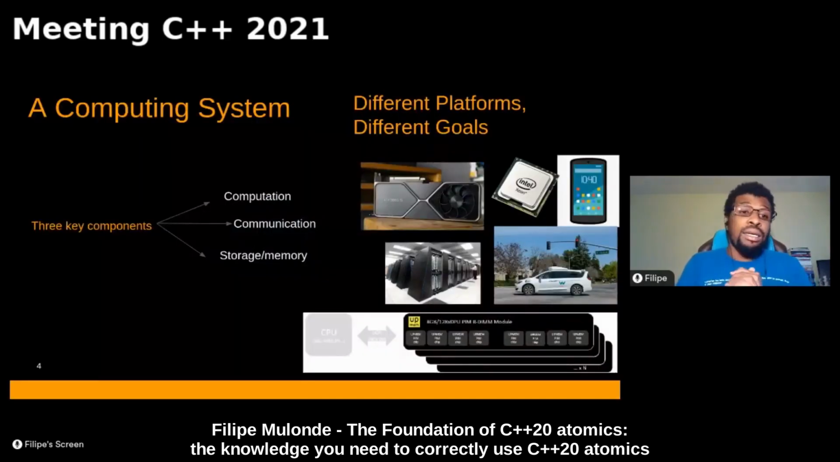As I said, the first talk will be about hardware, so that's why it is important to start with a brief description of a computing system. A computing system has 3 key components: computation, communication, and storage and memory. And these 3 key components are used to create different platforms that have to achieve different goals or metrics, as you can see in these pictures, in the slides.